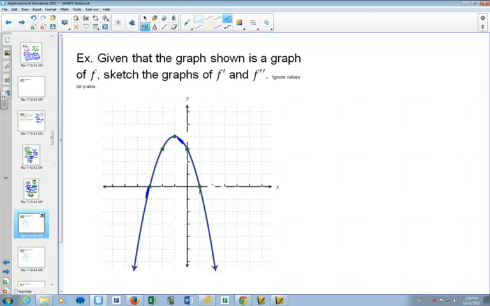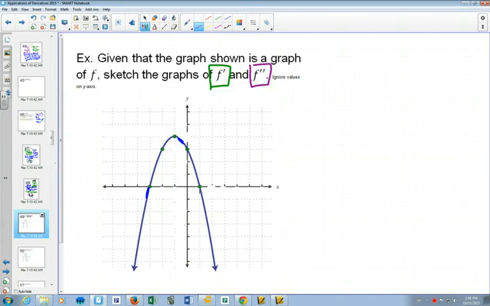So this is the graph of f, the function f of x. Now we've done some of these already. If you have the graph of f, can you graph the graph of f prime? We're going to do that graph in green. And then we're going to have the graph of f double prime. We'll do that in purple.